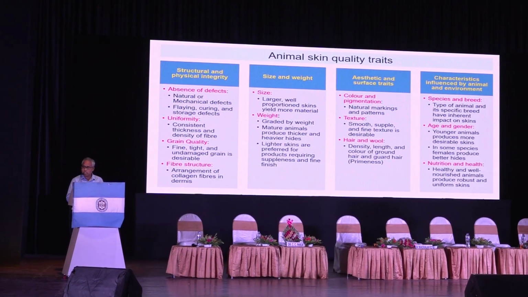And the last one, the characters which are influenced by the animal and the environment itself, are the species and breed. That means there is huge variation of the skin or hide and ultimately the end product leather based on the species variation, breed variation, as well as age variation, gender variation, and nutrition as well as health. I will mainly focus on the selection of animals for production of good quality skin, breeding aspect and managemental aspect in brief.